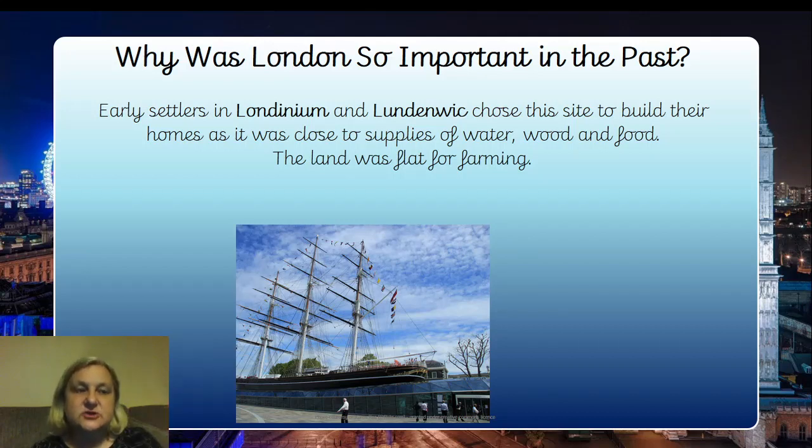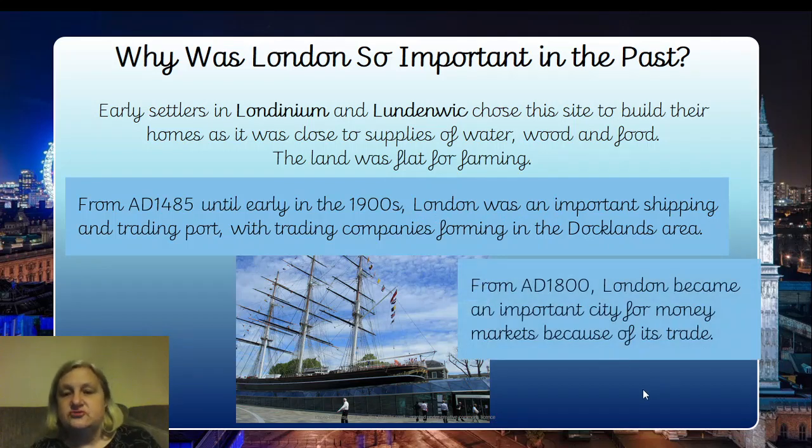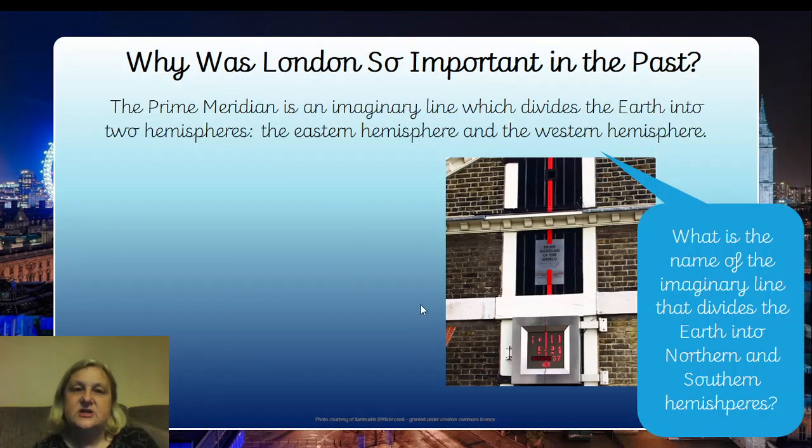If we think back to our topic with the ancient Greeks, a lot of their skirmishes and their arguments and their wars were because they did not have flat land for farming. They had mountainous regions, a small amount of place to grow crops, there wasn't really enough space there, which is why they were often arguing over land. Okay, so from 1485 until the early 1900s, we know London was really important for shipping and for trading, and it became, on the back of that, an important city for money markets because of that trade.